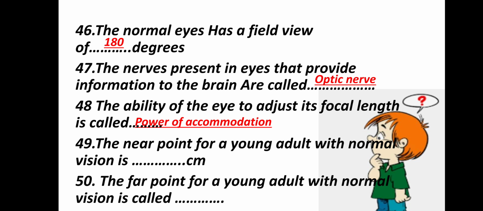Question number 49. The near point for a young adult with normal vision is 25 centimeter. And the last question: the far point for a young adult with normal vision is infinity.